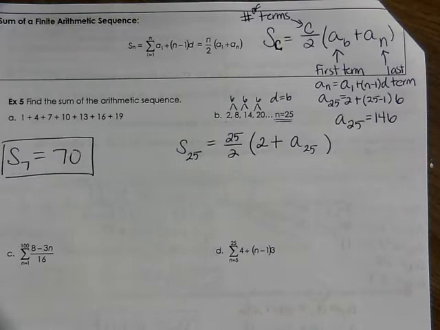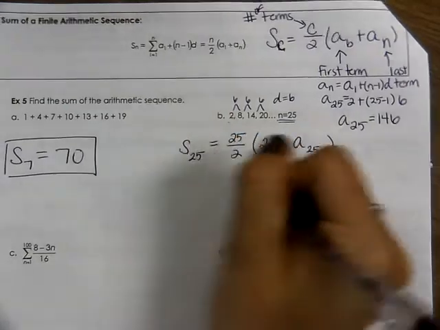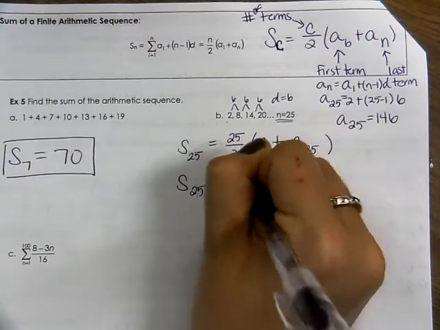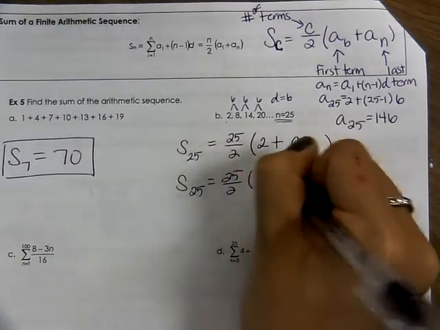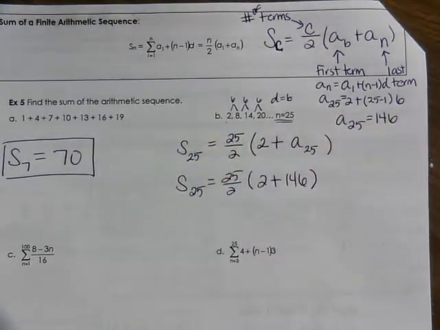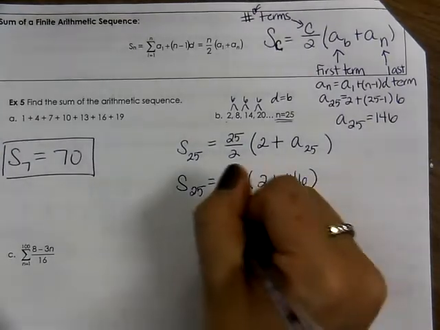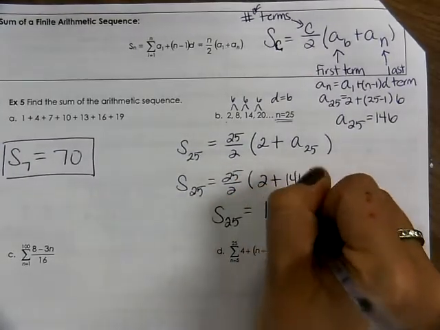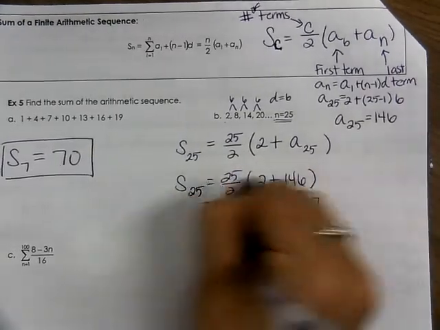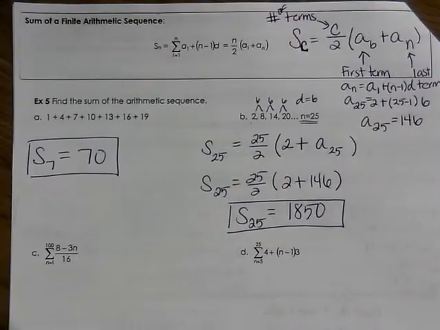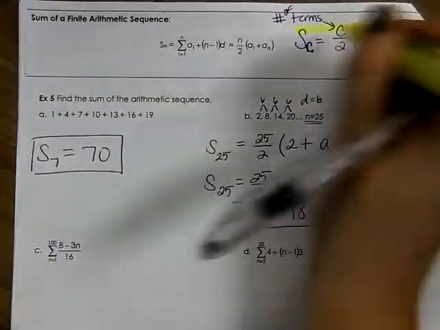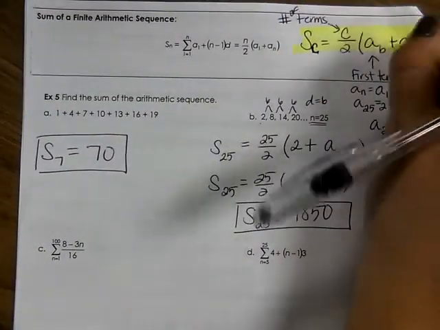So now once I've done that, I can plug it in. So I'm back to my sum. I'm going to have 25 over 2 times 2 plus 146. And the sum of the first 25 terms is 1,850. We should also probably highlight this so you remember you have to memorize it.